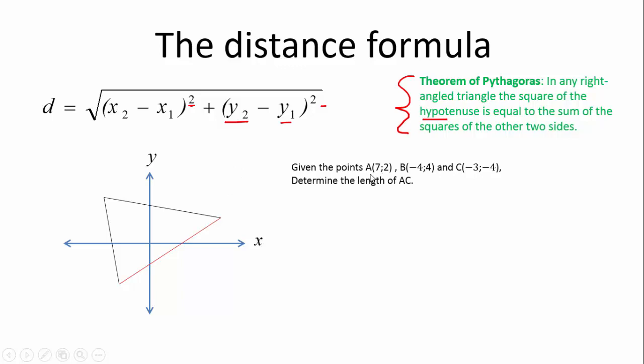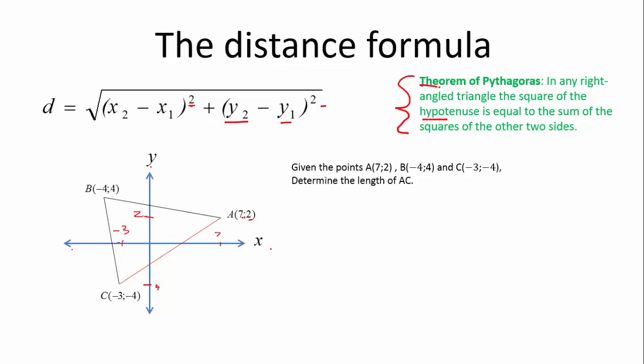Given the points A, B, and C, determine the length of AC. So now we know that A is (7, 2). Remember, this is the positive quadrant. X is positive, Y is positive. X is 7, Y is 2. And C is (negative 3, negative 4). This is the negative quadrant. Negative 3 is X, so that would be a negative 3 over there, and then negative 4 over there. So here we're going to have a 7, and there we're going to have a 2.